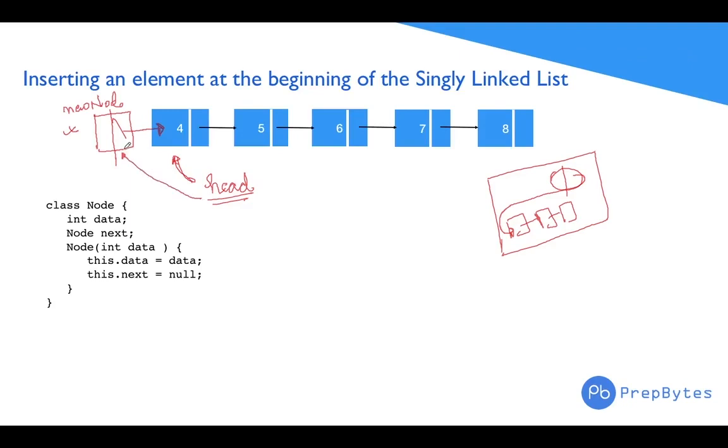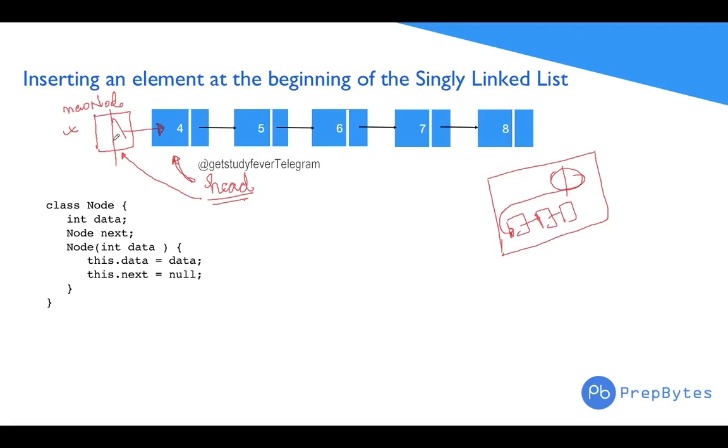Inserting an element at the beginning is the simplest out of all the insertions that we do. We just have to make a new node. We will see how we do that. We have to make sure that the next of this new node is pointing to the first node of the linked list, and we have to update our head to point to this new node.